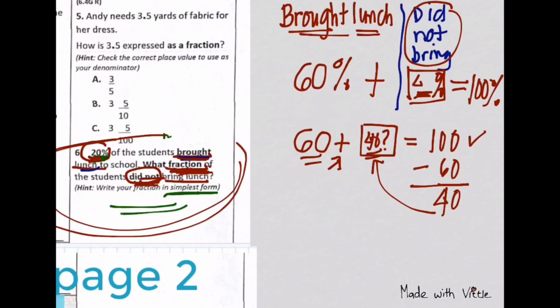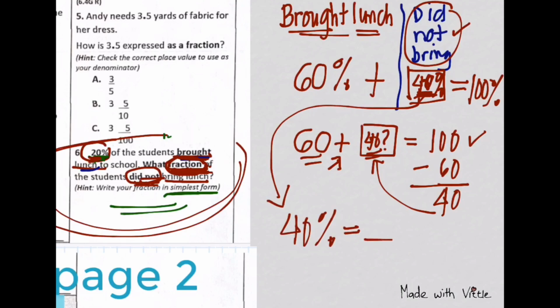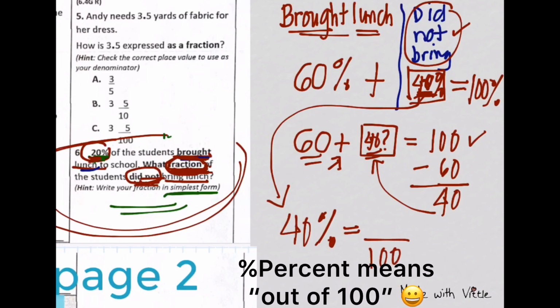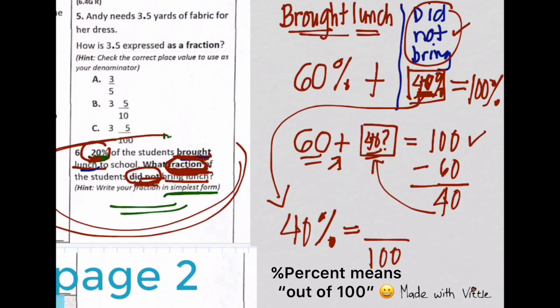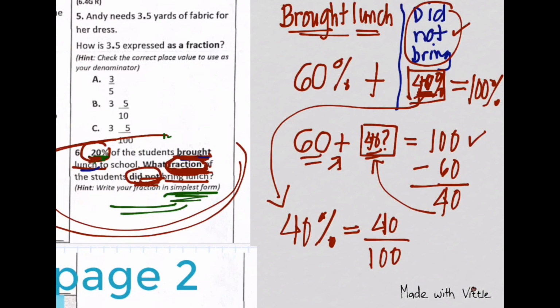So we go back here. Now we know that those students who did not bring lunch to school is those 40%. But on the question, they want it in fraction form. So now we have to take that 40%, write it, and change it to a fraction. And we know that percent means 100 at the bottom. So any number written as a percent, you can write it as a fraction with 100 at the bottom. In this case, that's going to be 40 out of 100. But they said that the fraction should be in simplest form.